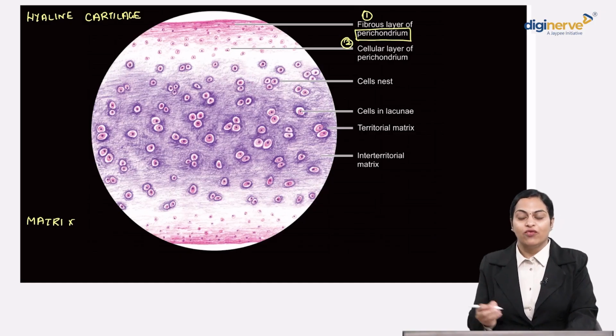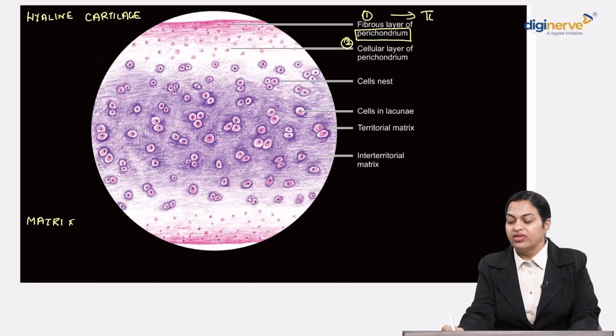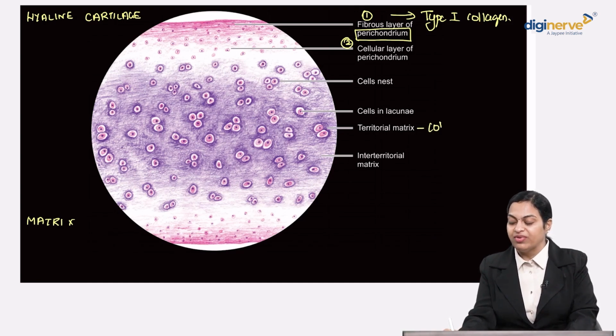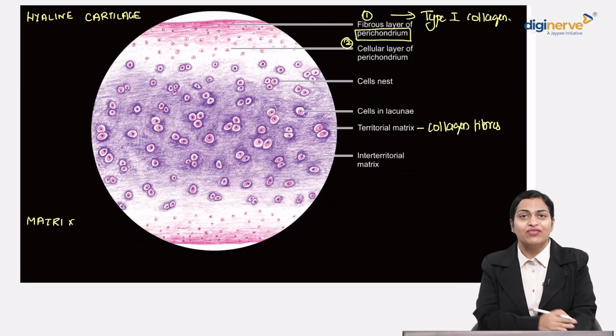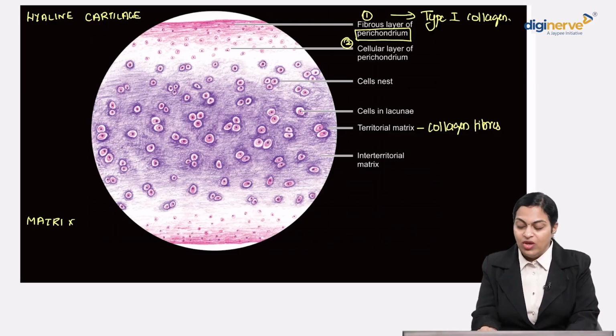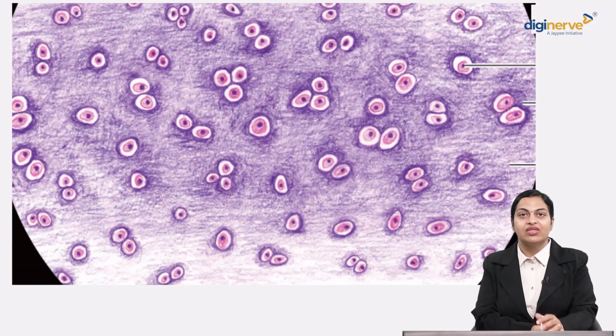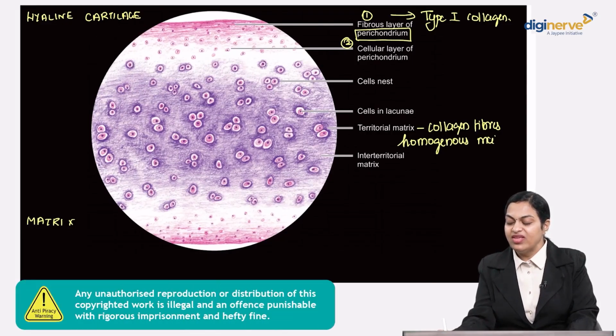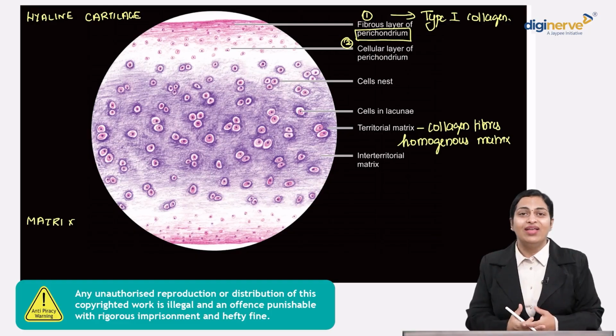The fibrous layer of the perichondrium is made up of type 1 collagen fiber, right? And coming to the matrix as such, here we get to see collagen fibers, but the collagen fibrils have the same refractive index as that of the ground substance. So you will not be able to see any fibers within the matrix. Hence, we call it a homogeneous matrix. This term is very exclusive of hyaline cartilage.